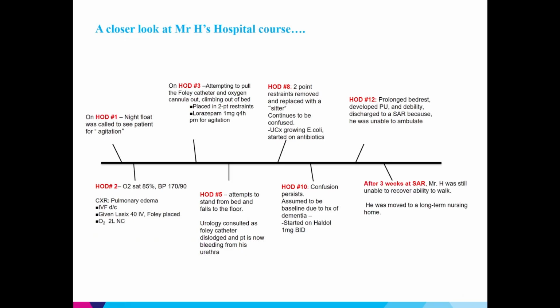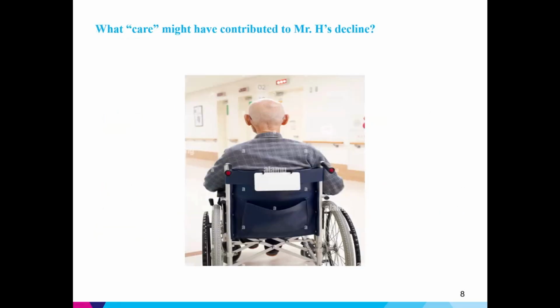Mr. H transitions to the subacute rehab, and despite 3 weeks being there, he's unable to recover his ability to walk and is eventually transitioned to a long-term care nursing home. What do you think happened? What might have contributed to Mr. H's decline? What caused this otherwise healthy man to end up in a nursing home?